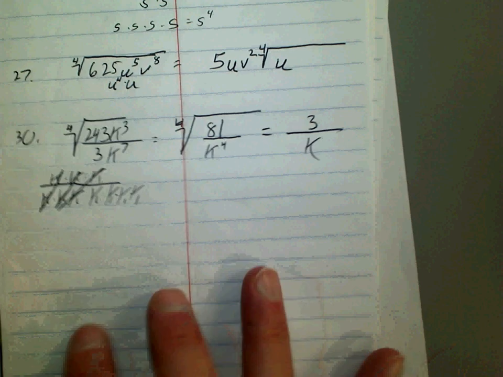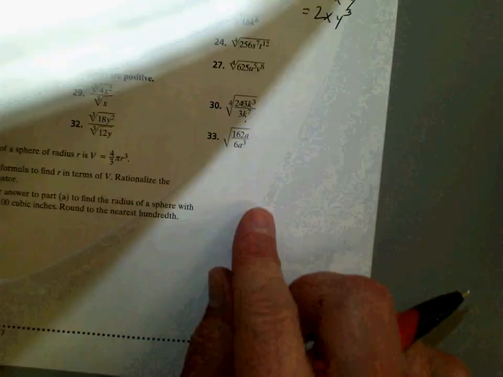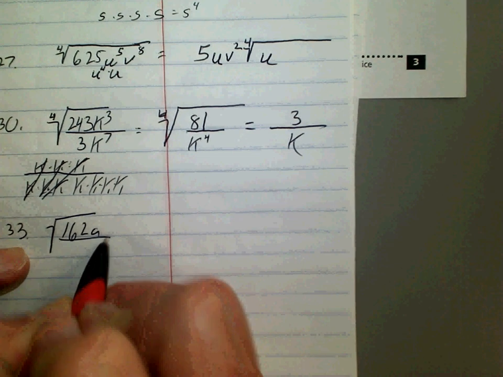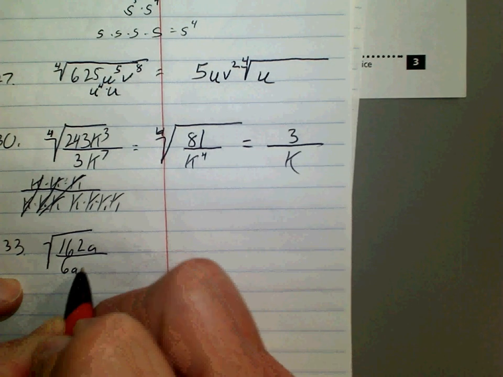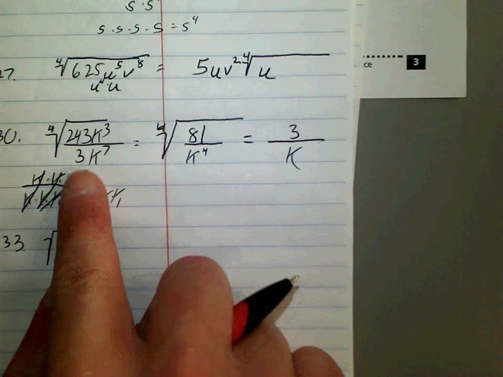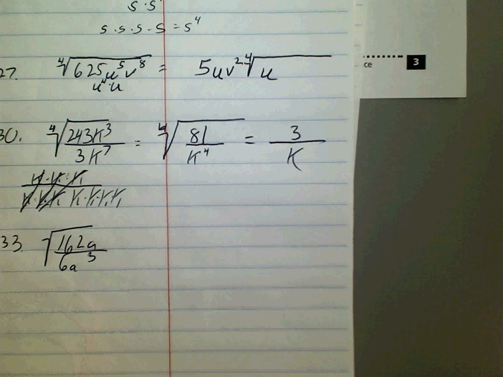Okay, 33 is similar. I want you to look closely at 33, see if you can. It is the square root of 162a over 6a to the third. Try that on your own paper. I know some of you have already. If you haven't, take what we just did on the problem above it, see if you can apply it to this one. It's very similar. Maybe you can come up with a solution.